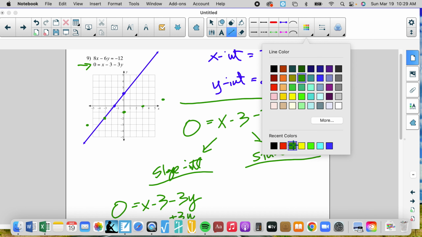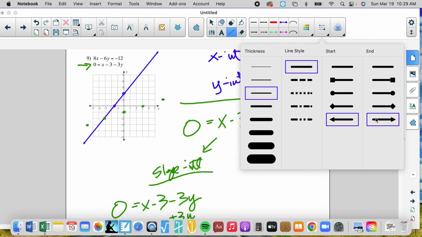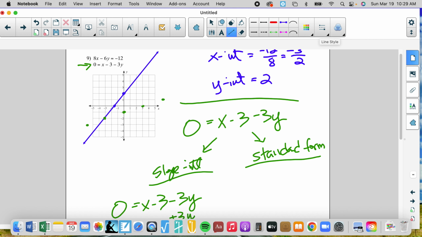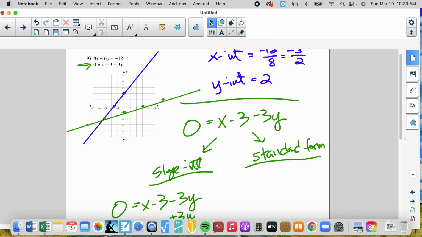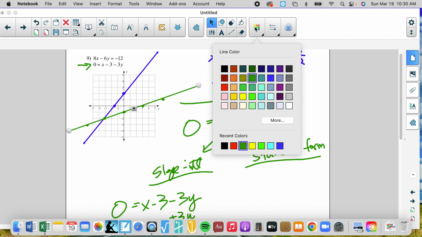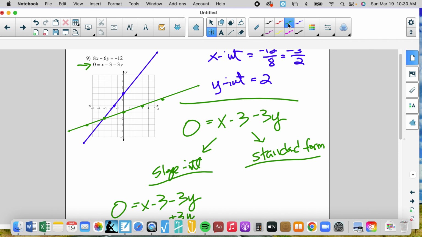We will also do standard form if we did standard form. So that's a horrible graphic. There you go. That's much better. All right, let's do standard form. So what if we wanted to do it in standard form?